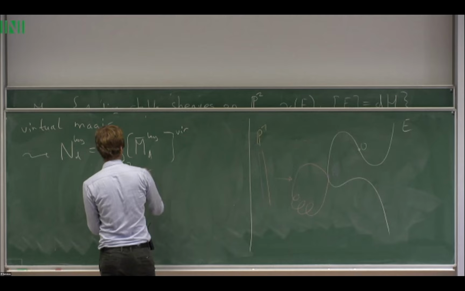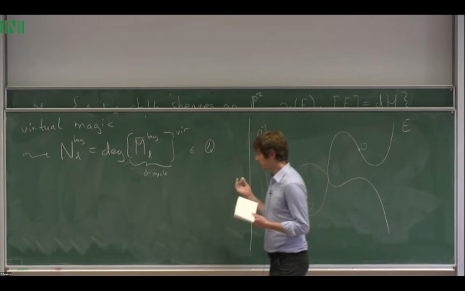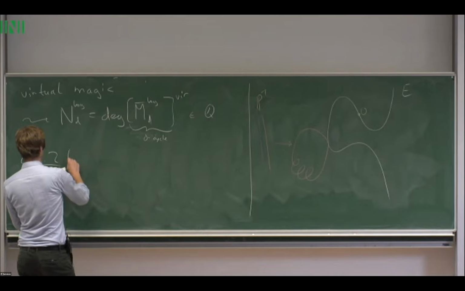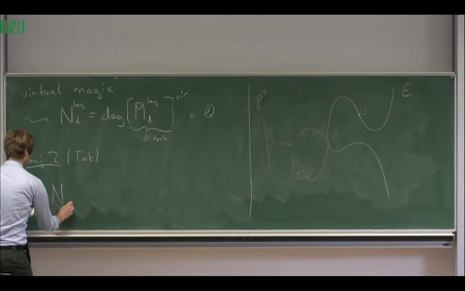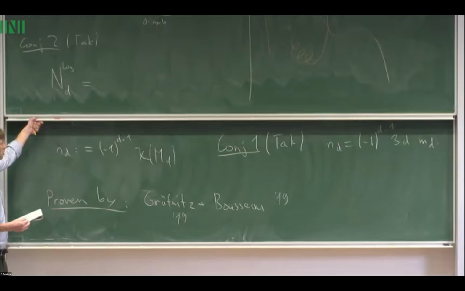Therefore, you can take its degree and you get a rational number, because it's a Deligne-Mumford stack. And then Takahashi's second conjecture states that this number is also computed by these little n_d here in the following way.